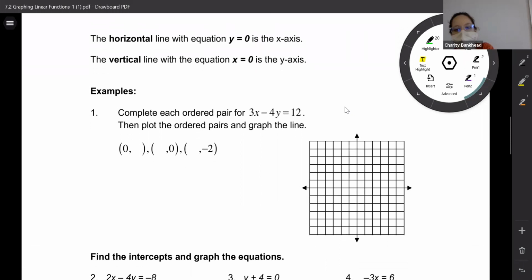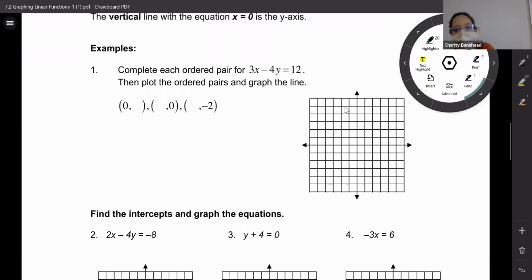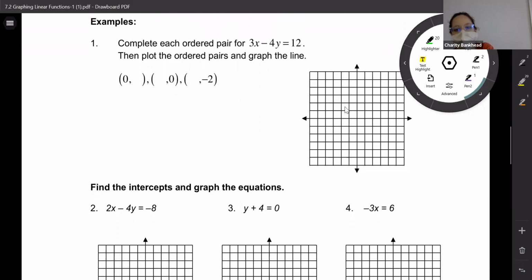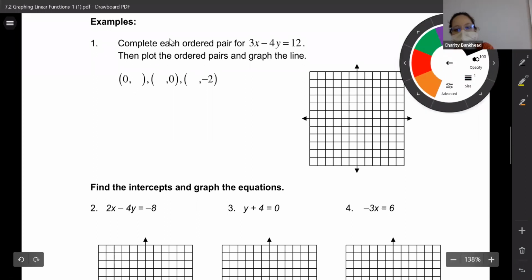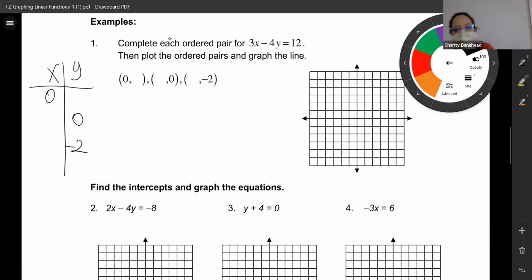All right, complete for 3x minus 4y equals 12, then plot the ordered pairs and graph the line. Okay, so it's giving you x is 0, and they want you to plug that in and calculate the y value. I usually like to do this with what I call an x-y table. So that first point is giving you an x value of 0. The second point is giving you a y value of 0. And the third point is giving you a y value of -2. And then it wants you to complete the other values by plugging them in.